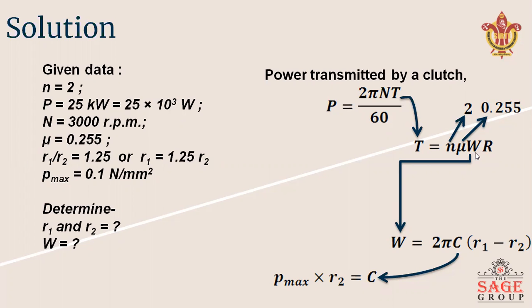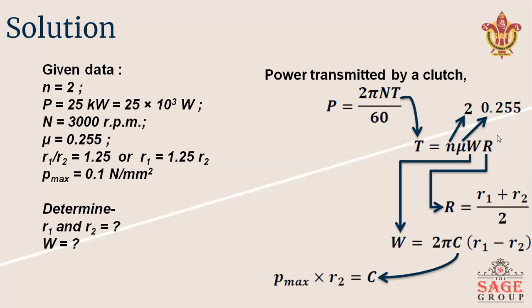Now we have to calculate the value of the mean radius. The mean radius for the uniform wear theory equals (R1 plus R2) by 2. So R1 equals again 1.25 of R2. Substituting here, this is 2.25 of R2 divided by 2. So we will have the value of capital R, that is the mean radius, equal to something of R2. We have to substitute this value in this equation.